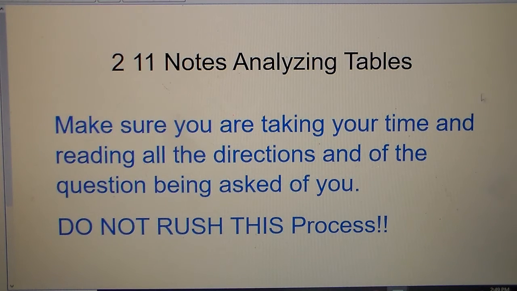Alright, ladies and gentlemen, these are notes on 211 notes analyzing tables. When you're analyzing these tables, make sure you are taking your time and reading all the directions and the questions being asked of you. Do not rush this process because that's where a lot of mistakes will occur. So just take your time.